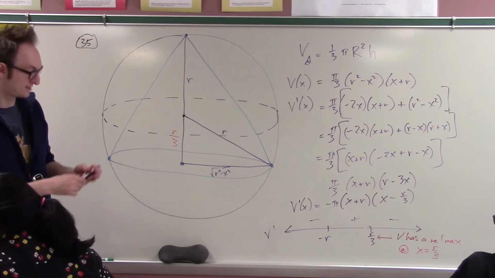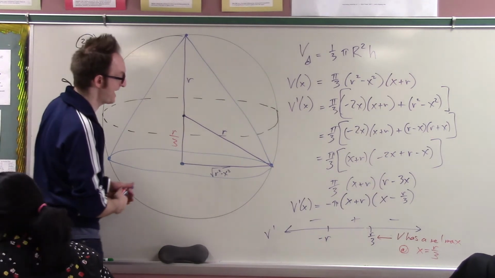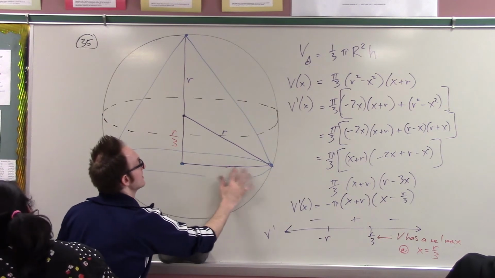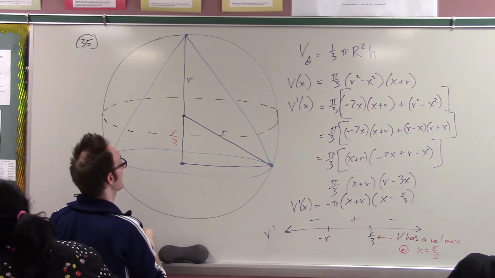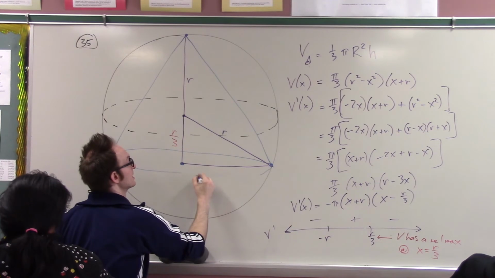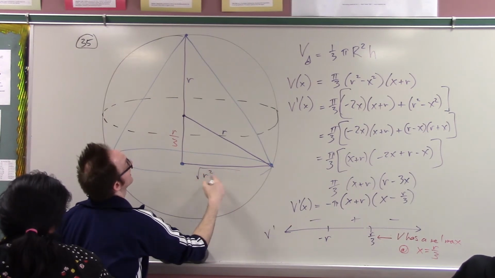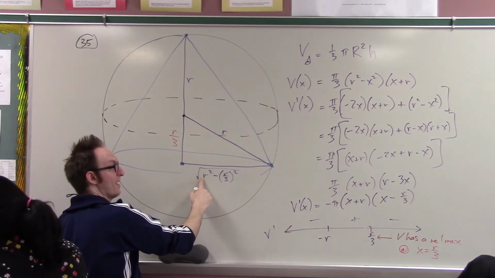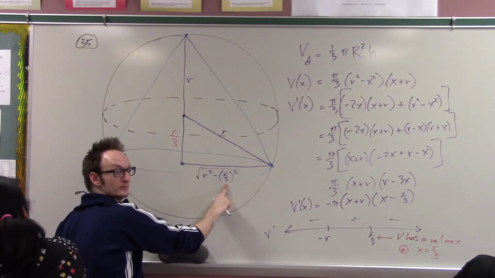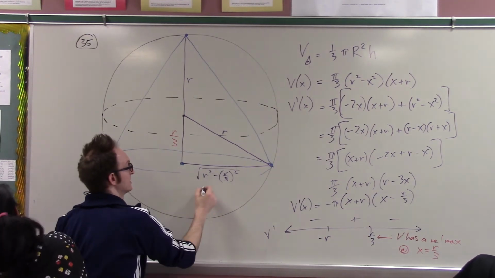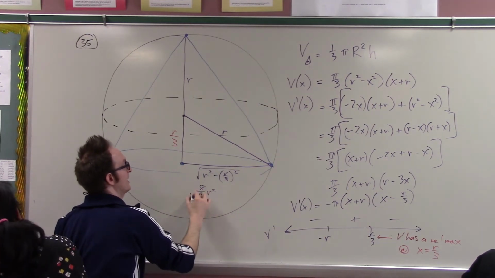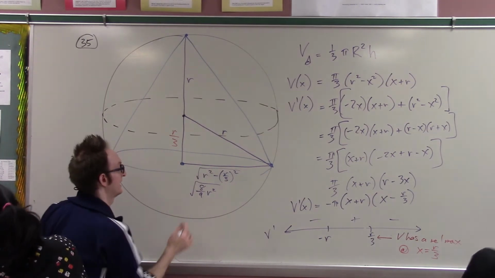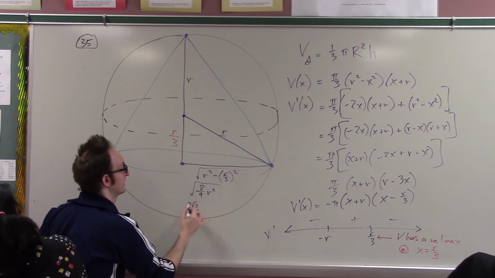Cool? All right, now just to finish off the problem, you have to do a little bit of math. If I know that x is r over 3, then this guy right here is the square root of r squared minus (r over 3) squared. So that's 1 minus a ninth, which is 8/9. So that's the square root of 8/9 r squared. And so you could just leave it like that or whatever. I guess it's 2 root 2 over 3 r.